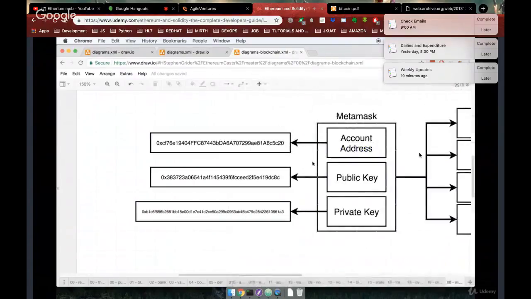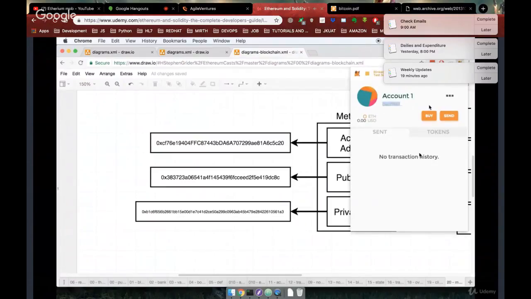Now, there's one interesting thing about the account that was created for us by MetaMask. Let's take a look at it again. So here's my Account 1, and right underneath that, the string of characters that we see are the first couple characters of my account address. So my account address is 0xCF76, and then some other characters after that. I printed out the full account address that was generated for me right here. So again, you'll see 0xCF76. It's the same thing you see right here.